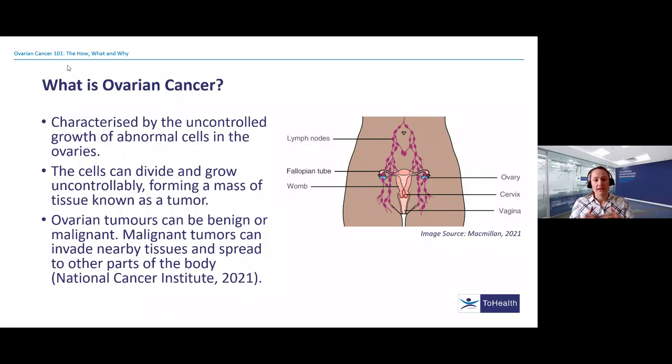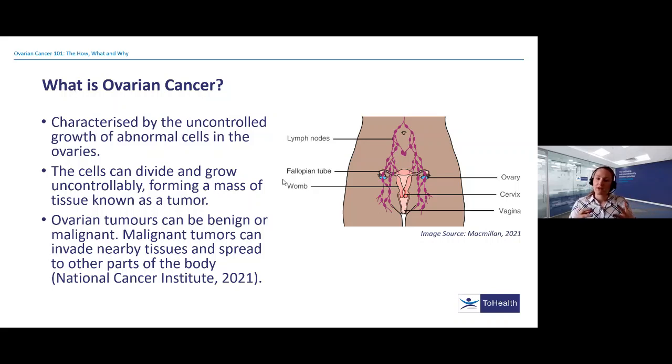Specifically, ovarian cancer is characterized by the uncontrolled growth of abnormal cells in the ovaries. And these cells can divide and grow uncontrollably, forming a mass of tissue known as a tumour. Now, the surface of the ovaries, fallopian tubes and peritoneum are very close together. So doctors think that most ovarian cancer starts within the cells at the end of the fallopian tube and then travels to the ovaries or the peritoneum. And ovarian cancer can affect anyone who has ovaries and fallopian tubes. This includes women, transgender men, and people assigned female at birth.